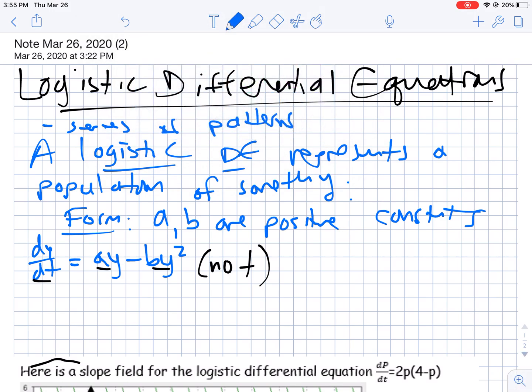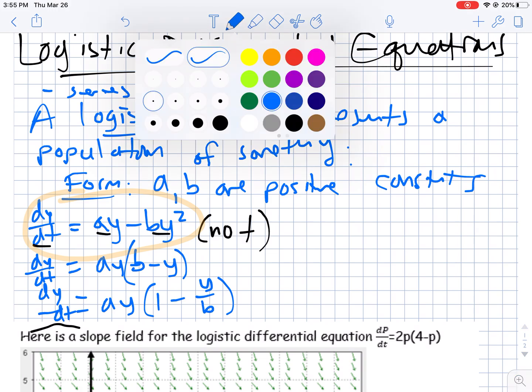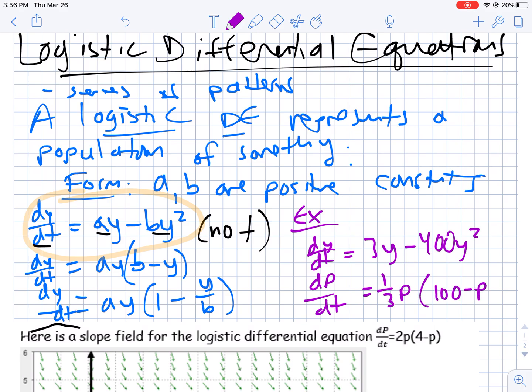Some other examples you might see: you'll oftentimes see a factored form. So dy/dt is ay minus ay times b minus y. Another form you might see is dy/dt equals a times y times 1 minus y over b. But notice that if you factor them out, they all come back to this same form. You might also see forms with actual numbers, like dy/dt equals 3y minus 400y squared. A lot of times we'll use p for population, like dp/dt equals 1/3 p times 100 minus p. Those are examples of logistic DEs because they all follow that form when you multiply out.